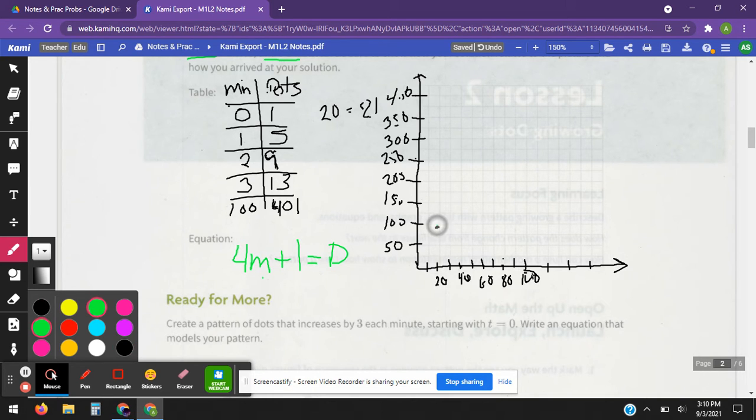Oop, let's do a different color for my dots. Here, 40 is going to be 40 times 4 is 160 plus 1, so 161. So right about here, 60 would be 241. So 60 equals 241. And 80 would be 321.